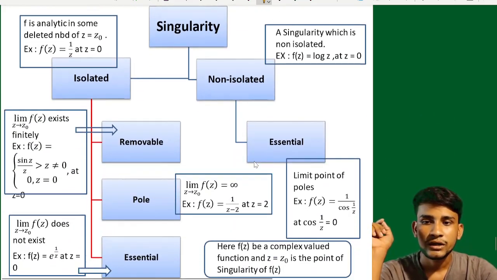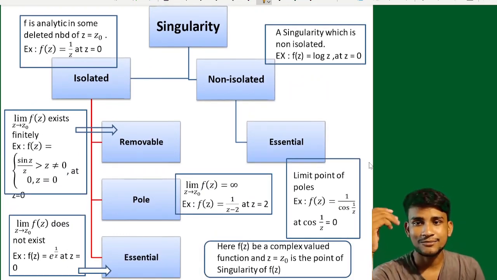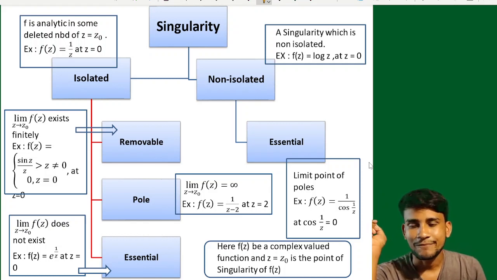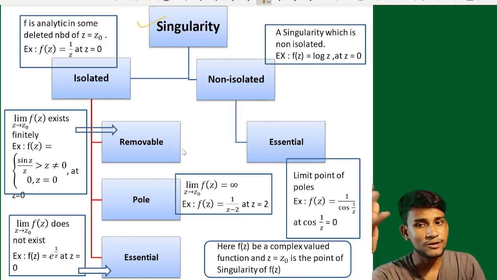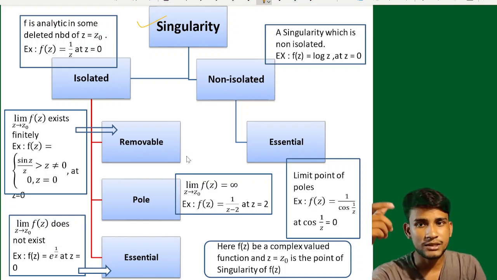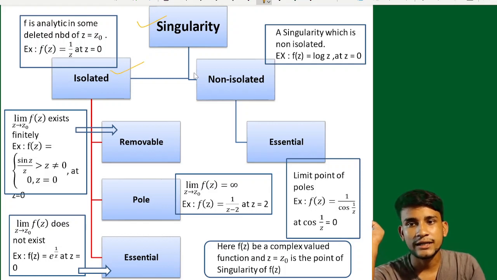Okay, now here is an important diagram. I made this for myself, but now I will share it with you. So this is singularity. The types of singularity I write in a table form. Mainly singularities are of two types: isolated and non-isolated.